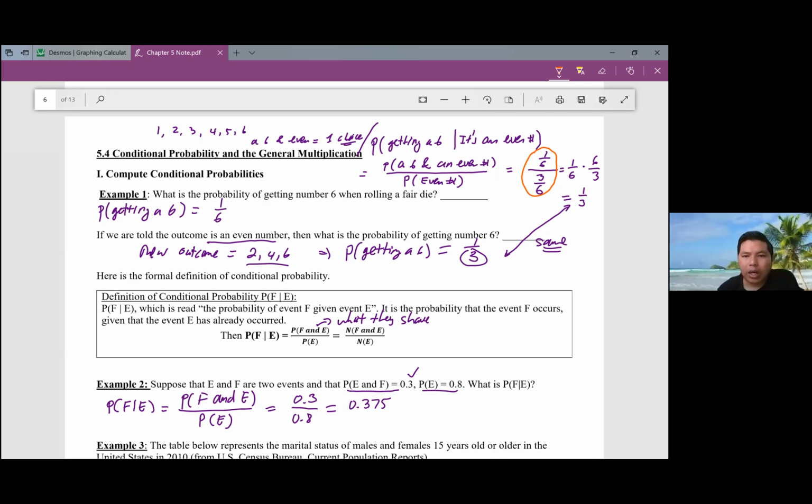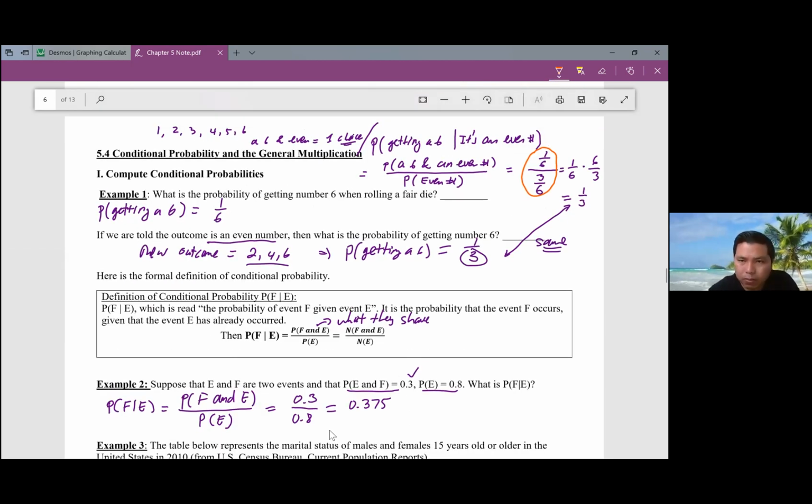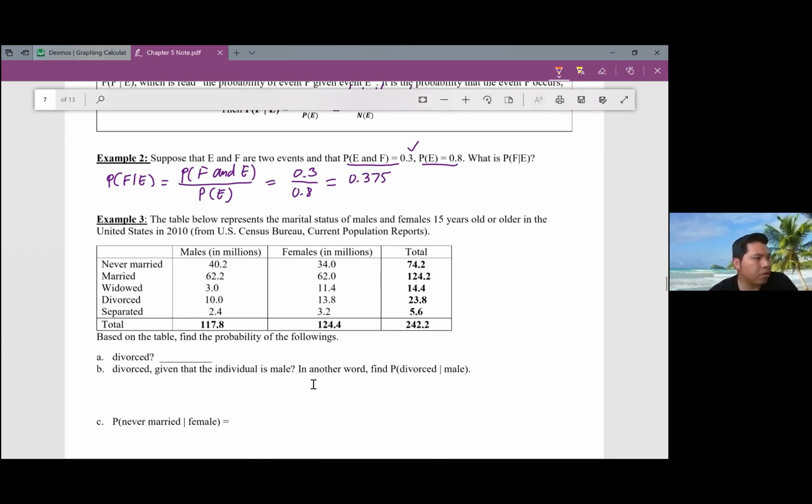Okay. All right. So example 3. Here it is. We're gonna do it based on the formulas and then we're gonna do it based on the logic that we're gonna use the table for. So if we do it based on the formula, we always divide by the total. If you do it based on logic, then we have to shrink down our conditions. So I'm gonna show you both.